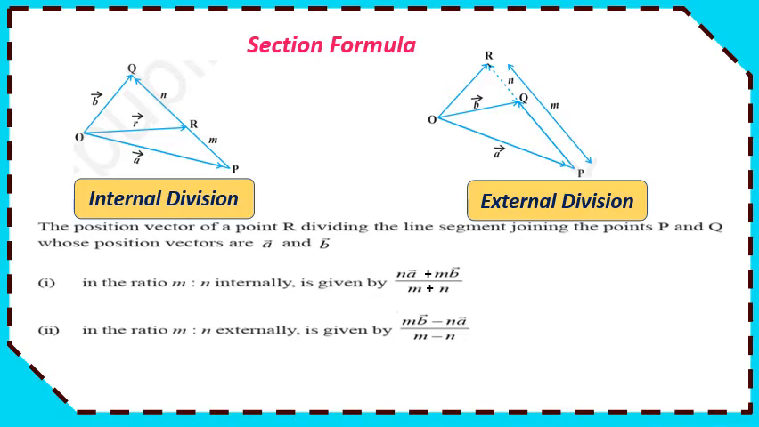So in case of internal division, that is if the ratio is m:n internally, then the position vector r of the point r is obtained by (na + mb) upon (m + n), and if it is external division, then the position vector of point r is obtained by (mb - na) upon (m - n). Okay, so pause and note down this formula.